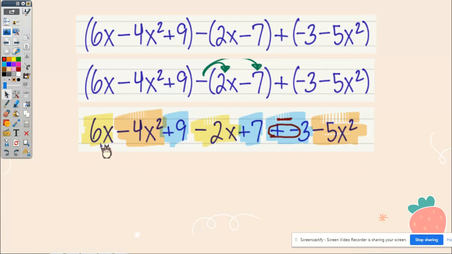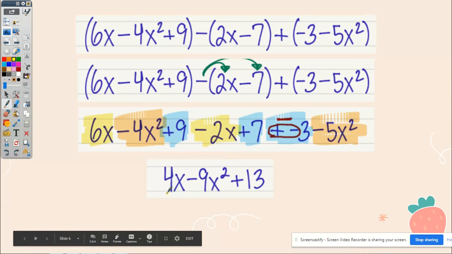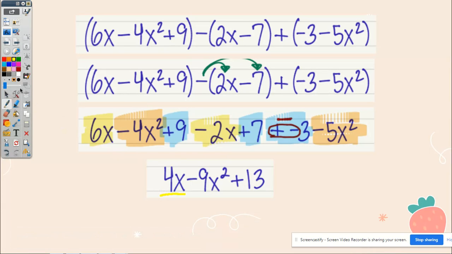Then I'm highlighting 6x to combine with negative 2x. Negative 4x squared can combine with negative 5x squared. Positive 9 can combine with 7 and negative 3. And when you combine all the terms, 4x represents what I got when I did 6x minus 2x. Then negative 9x squared is what I got when I did negative 4x squared minus 5x squared. And then finally, the positive 13 resulted from 9 plus 7 minus 3.